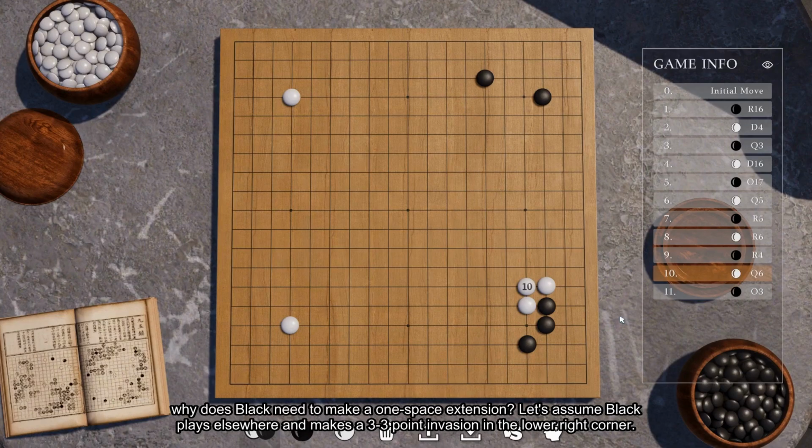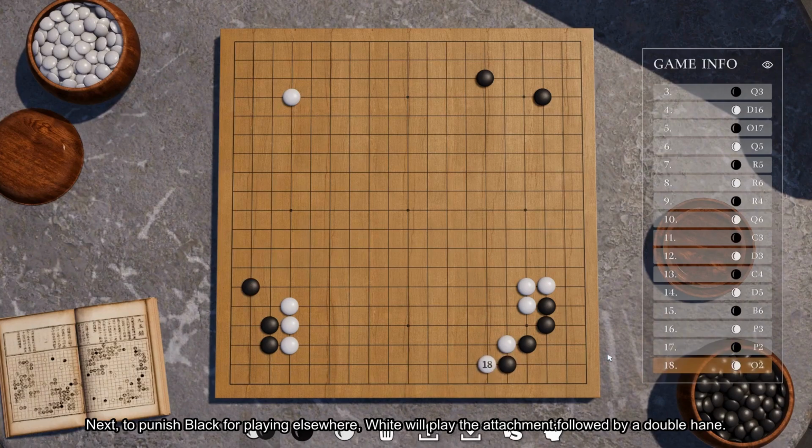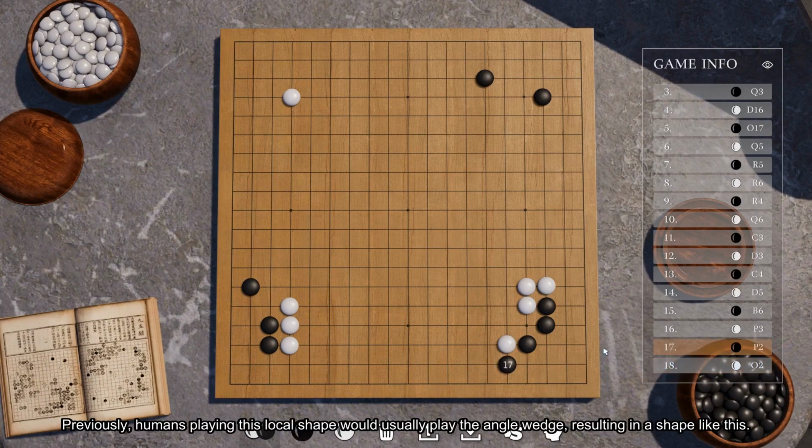Let's assume black plays elsewhere and makes a 3 to 3-point invasion in the lower right corner. Next, to punish black for playing elsewhere, white will play the attachment followed by a double hang. This move is exactly the new variation brought to us by AI. Previously, humans playing this local shape would usually play the angle wedge, resulting in a shape like this.